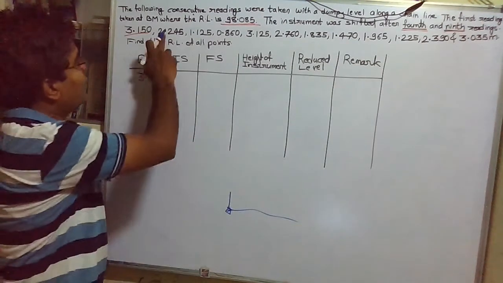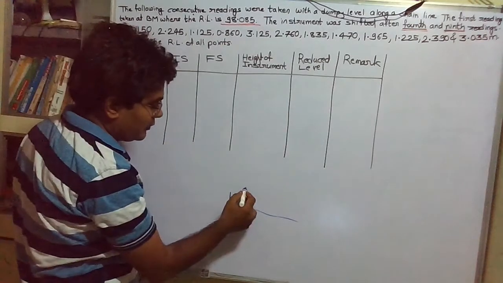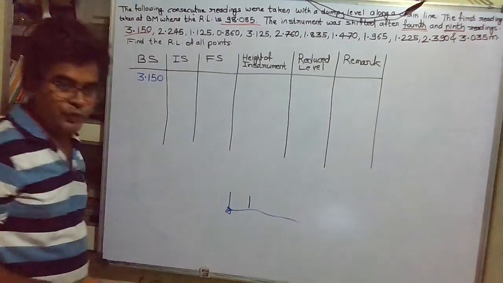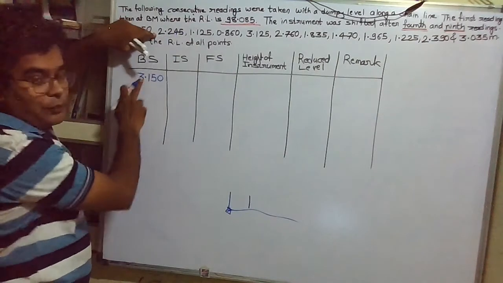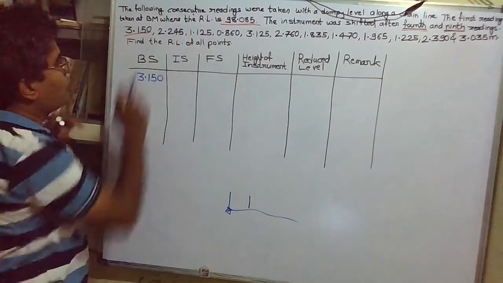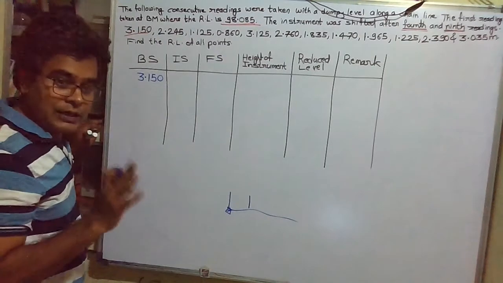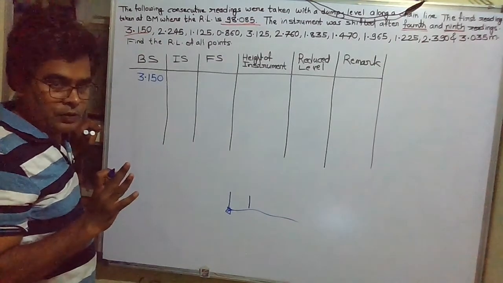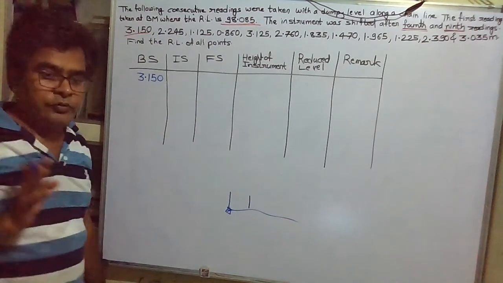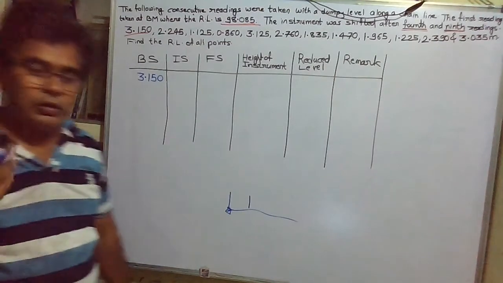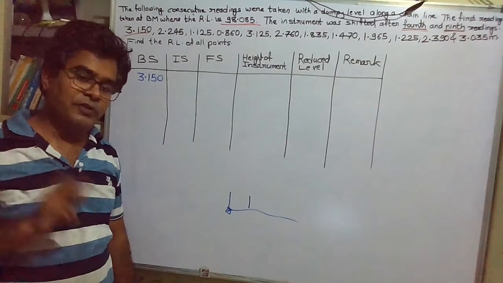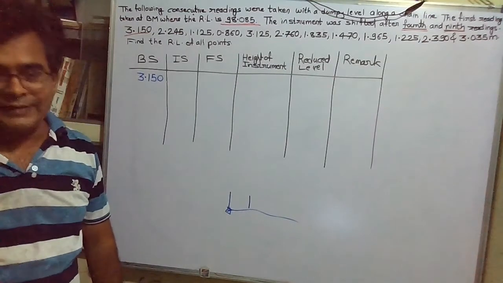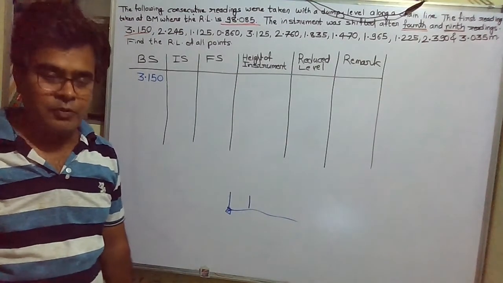Then the next reading we have taken at some other point here. So what will be that reading? The reading after backside, that is the second reading, we will write in the intermediate side. Okay, not always, only when it is not the foresight reading. What is the backside and foresight? Backside is the first reading, foresight is the last reading taken with any setup of the instrument.